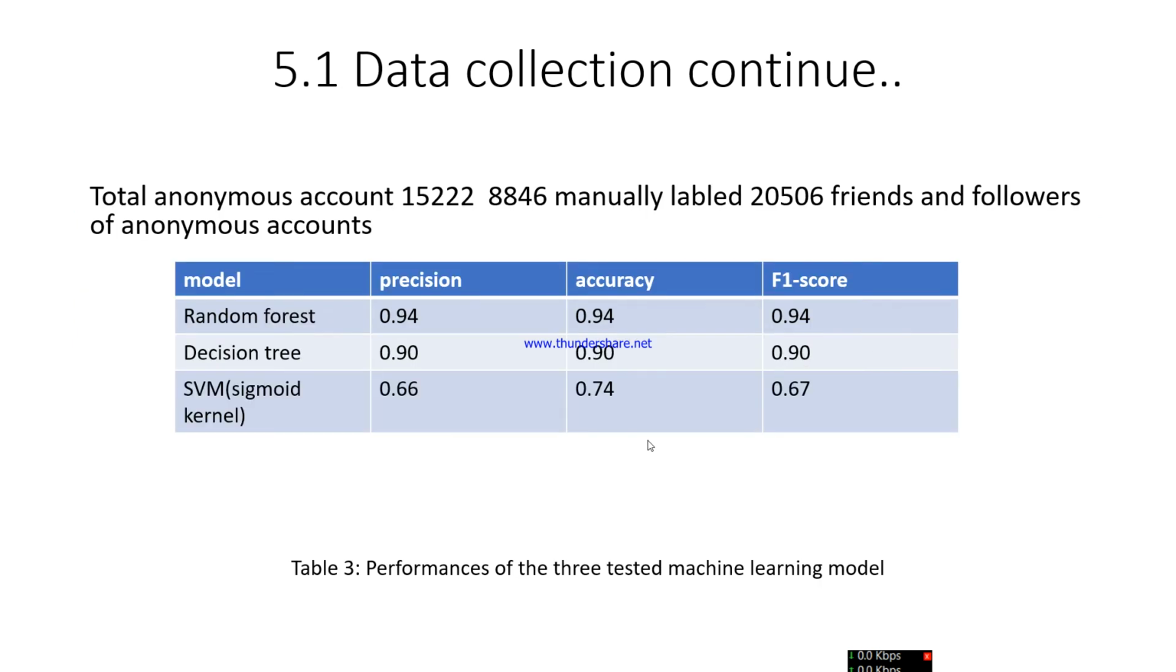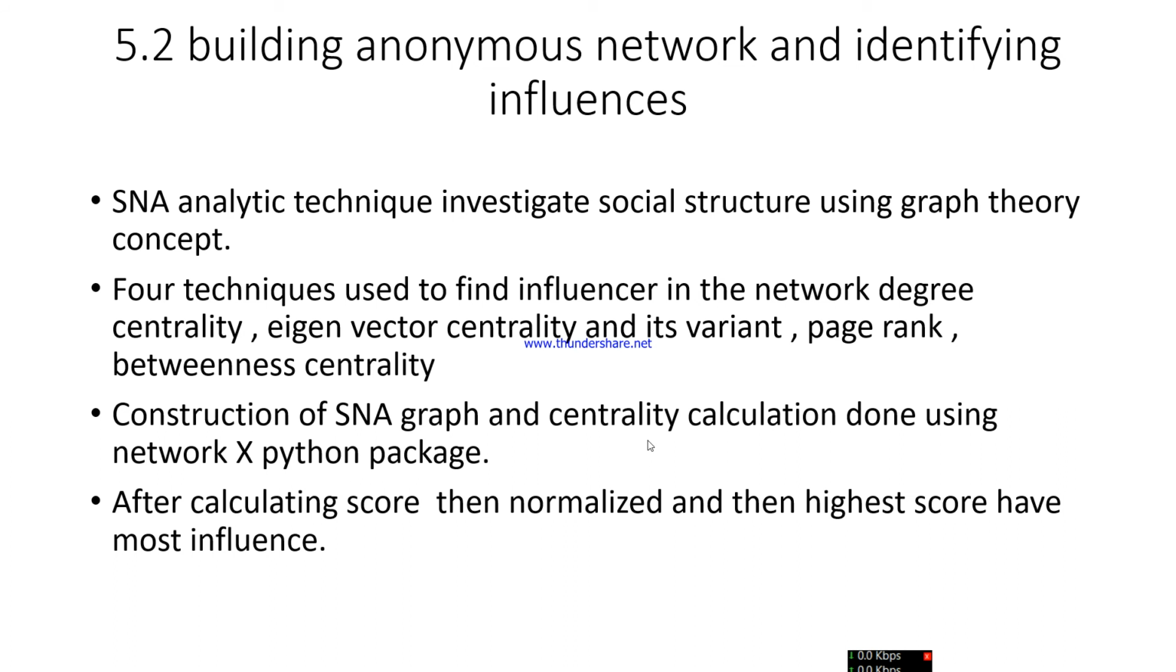So there are a total of 50,222. Among them, 8,846 manually labeled and 20,506 friends and followers of manually labeled accounts. So we have seen that random forest has the highest, better performance, and decision tree is slightly lower than that, but SVM is not quite good for this research purpose because its accuracy, precision, and F1 score are also not good.